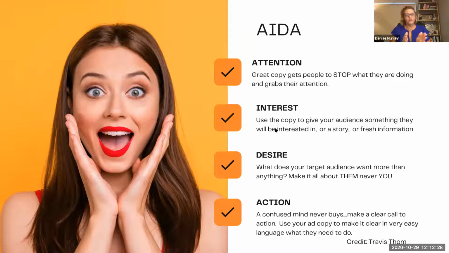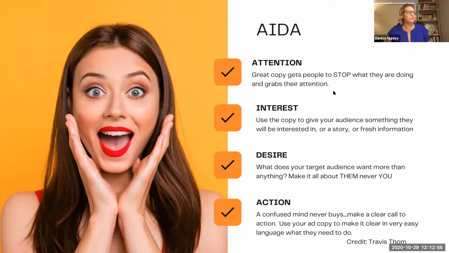When we talk about the copy, so that was our anatomy of an ad, let's talk about our copy. This is actually from another marketing agent, his name's Travis Tom, and he talks about copy as ADA. And so you can see that's attention, interest, desire, and action. So the idea with our copy is we need to make sure that we get people to stop what they're doing and grab their attention.